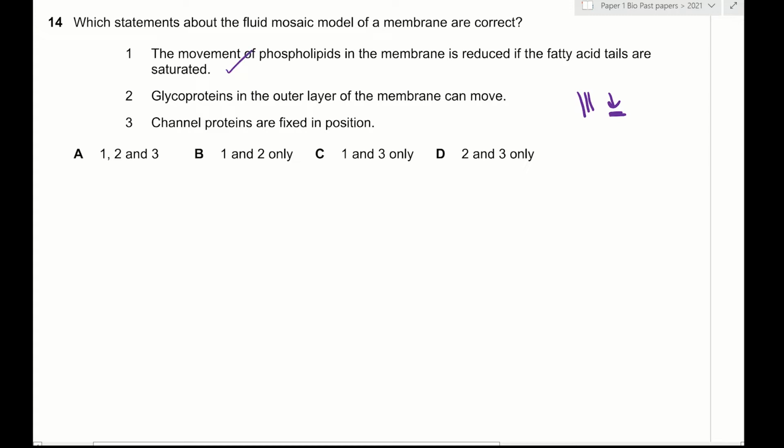2. Glycoproteins in the outer layer of the membrane can move. We've just said that it's a fluid mosaic, so fluid meaning that the components are able to move around. This is correct. 3. Channel proteins are fixed in position. This is incorrect because of the fluid point. So the only correct answer is therefore going to be B.